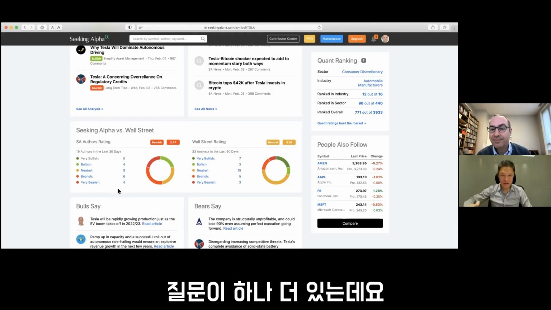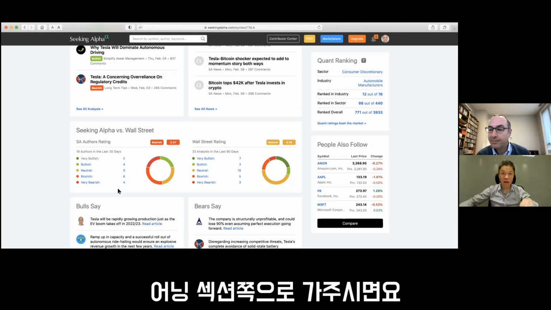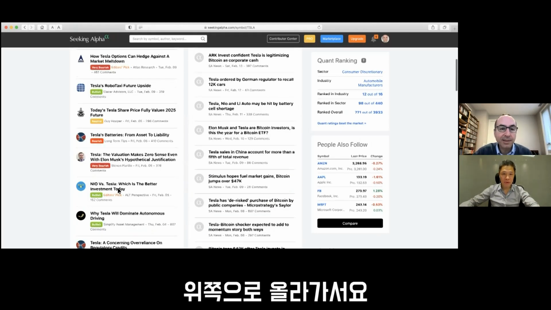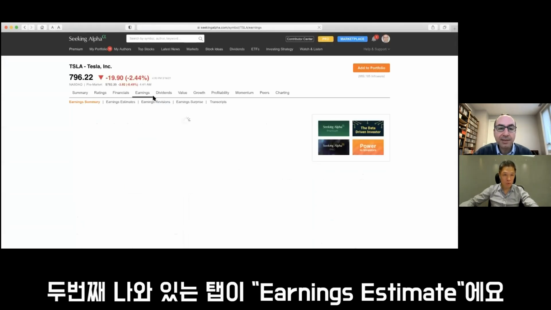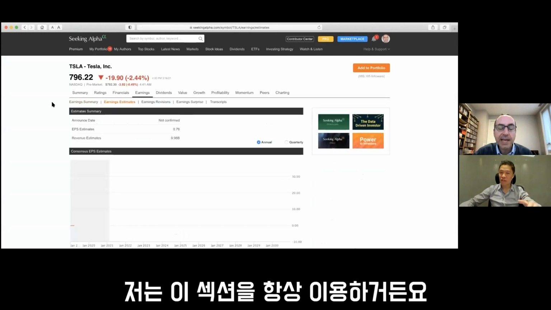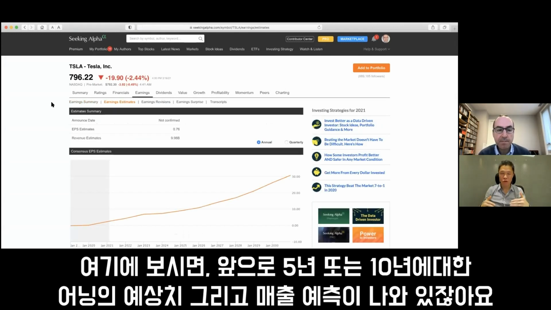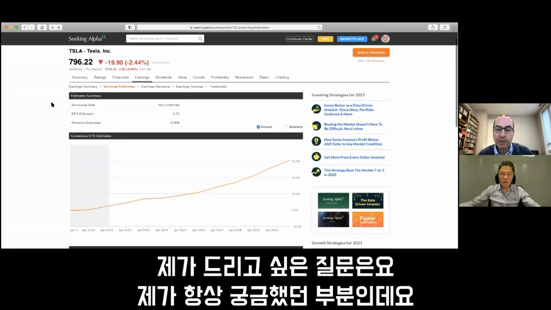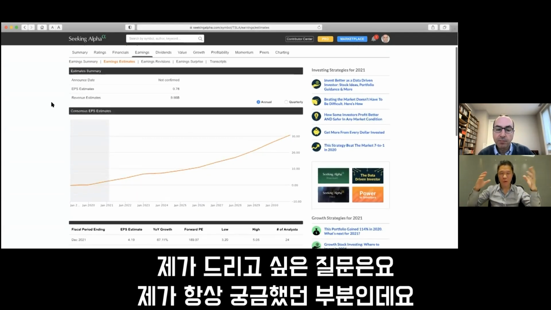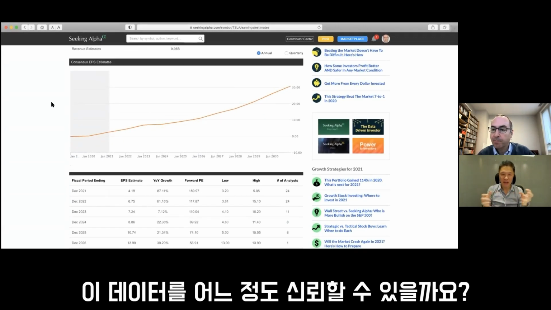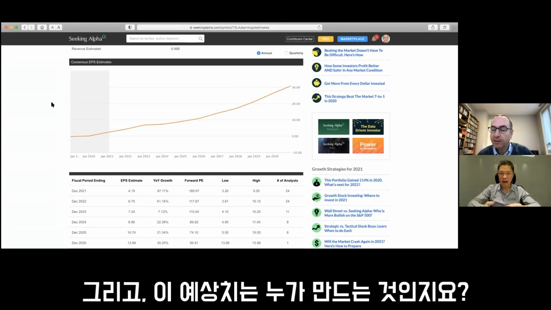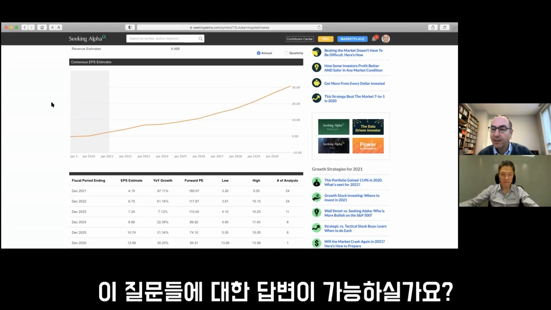I have another question actually. If you could go to the earnings section, if you go up and click on earnings, and then the second tab would be the earnings estimates. Actually, this is the section I use all the time because you have estimated earnings and also the revenue forecast for the next 5 years or 10 years. My question is, it was always in my mind, how reliable is this data, and also what kind of people are giving these predictions? Could you explain that?